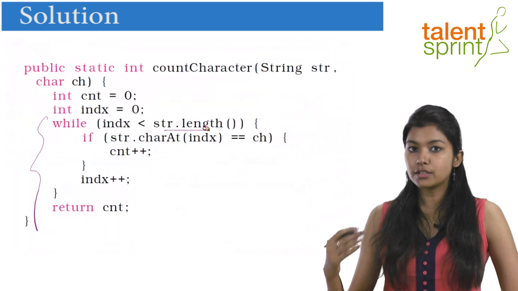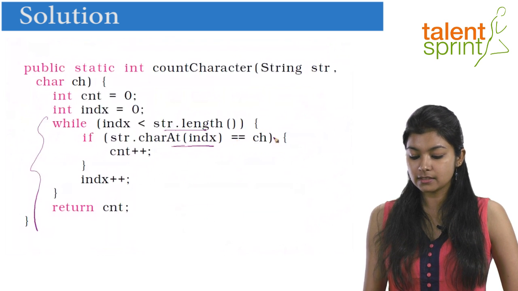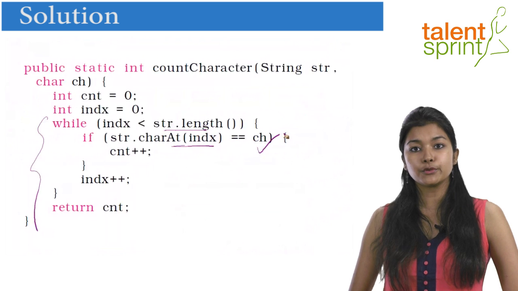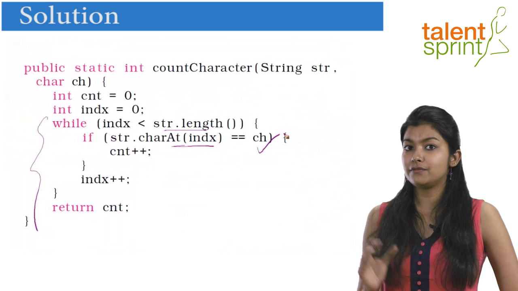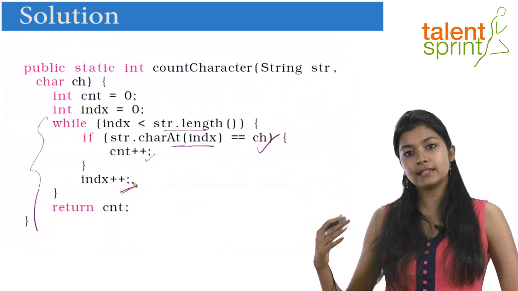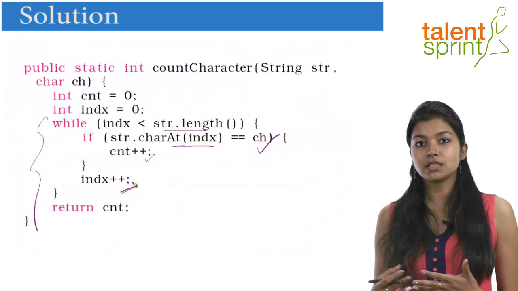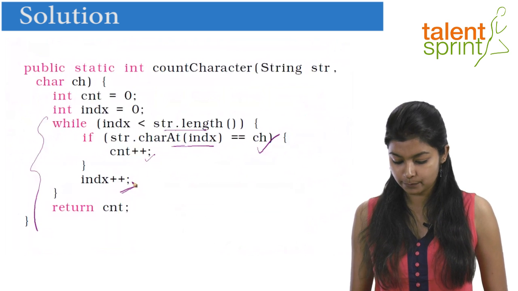And in every iteration, we are checking if the character at the current index matches the character that we are supposed to check. If the match is found, we'll increment the count, else we'll move on to the next iteration by doing index plus plus. So let me see how this works for the string TalentSprint.